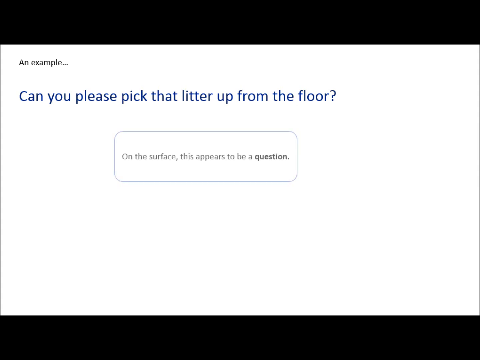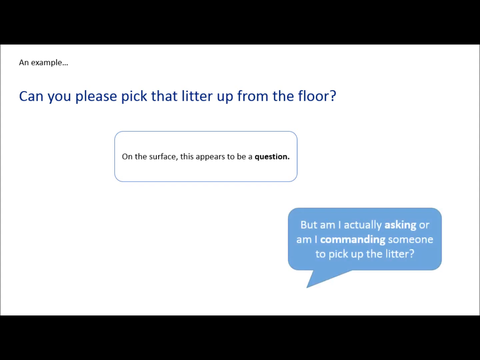Here's an example of a sentence. Can you please pick that litter up from the floor? Now, on the surface, this appears to be a question. But if I was to phrase this sentence, am I actually asking a question? Am I asking if somebody is capable of picking that litter up from the floor? Or am I rather commanding someone to pick up the litter, but phrasing it as a question?